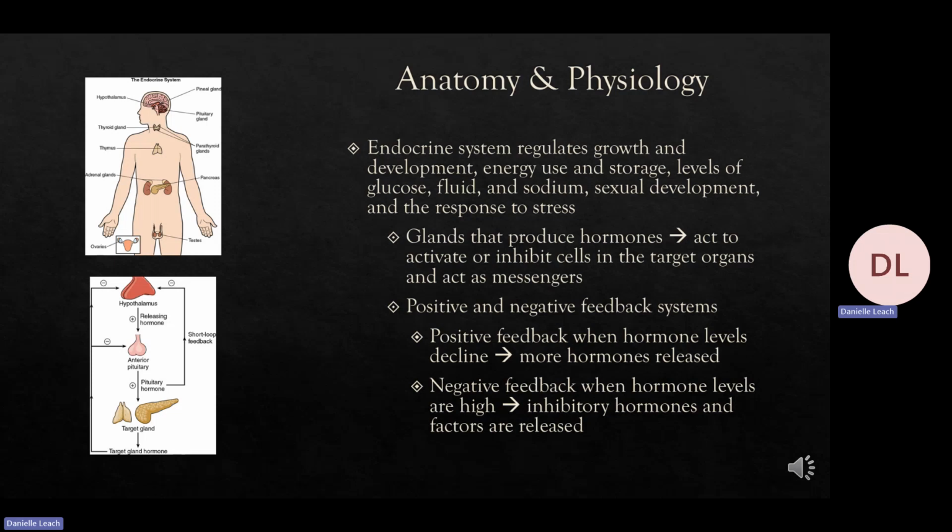The endocrine system communicates using positive and negative feedback systems of communication. Positive feedback happens when hormone levels start to decline, which causes the hypothalamus to secrete hormones that stimulate the pituitary gland and release more hormones that affect the target organs. Negative feedback occurs when hormone levels are too high. The hypothalamus secretes inhibitory hormones that stimulate the pituitary gland to release inhibitory factors.